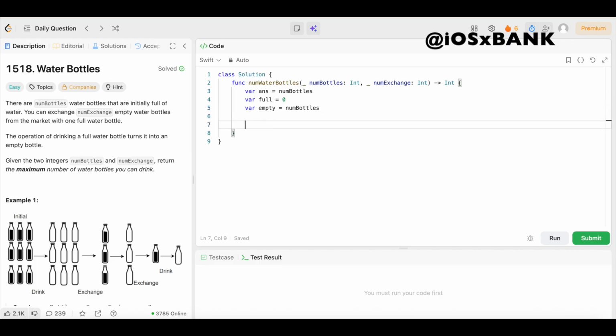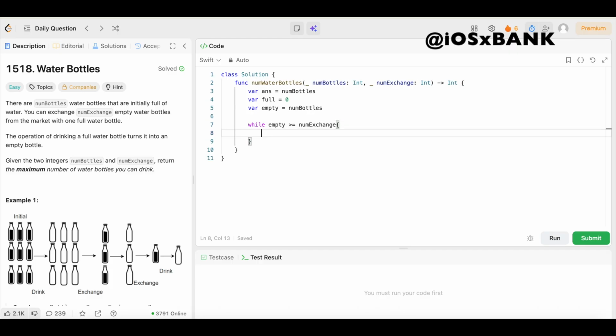Boom. Then, as long as we have enough empty bottles to exchange for at least one new full bottle, to handle that, we're going to say while empty is greater than or equal to numExchange. We can open up the brackets, and we need to calculate how many new full bottles we can get by exchanging empty ones. So we're going to say full equals empty divided by numExchange. Boom. Then we need to update the count of empty bottles: the leftover empties after exchanging, plus the new empties from drinking the new full bottle.